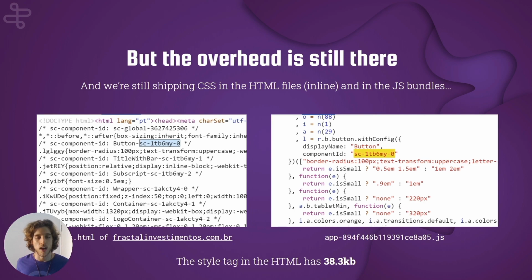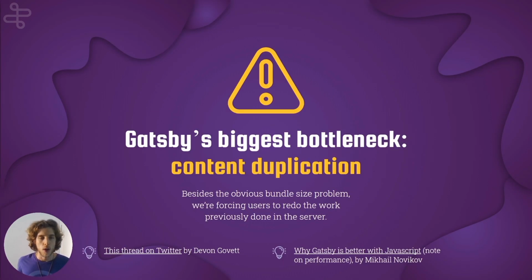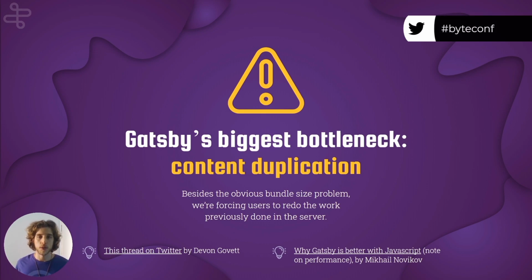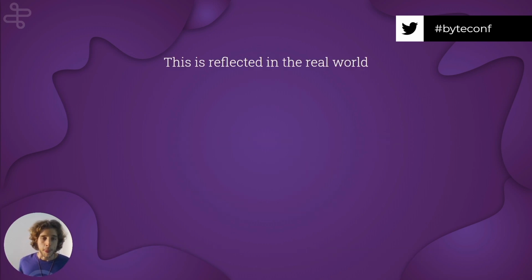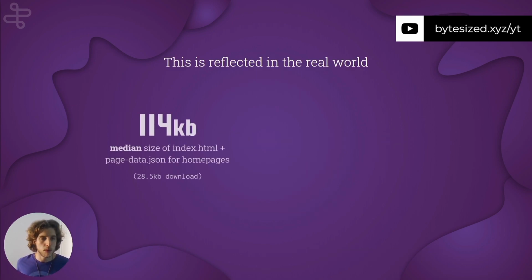And this highlights Gatsby's biggest bottleneck, which is content duplication. So besides the obvious bundle size problem, we are also forcing users to do the same work that the server already did, right? And this works for page data, for CSS and JS, and also the actual HTML, which is duplicated between the component template and the final HTML. And this is reflected in the real world.